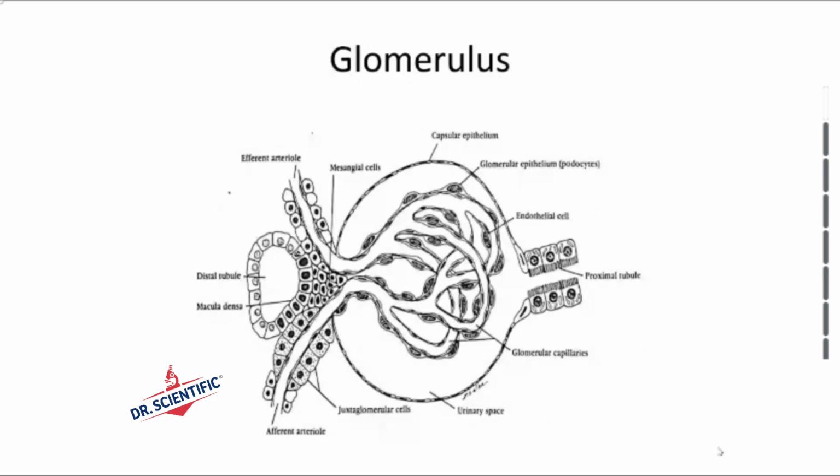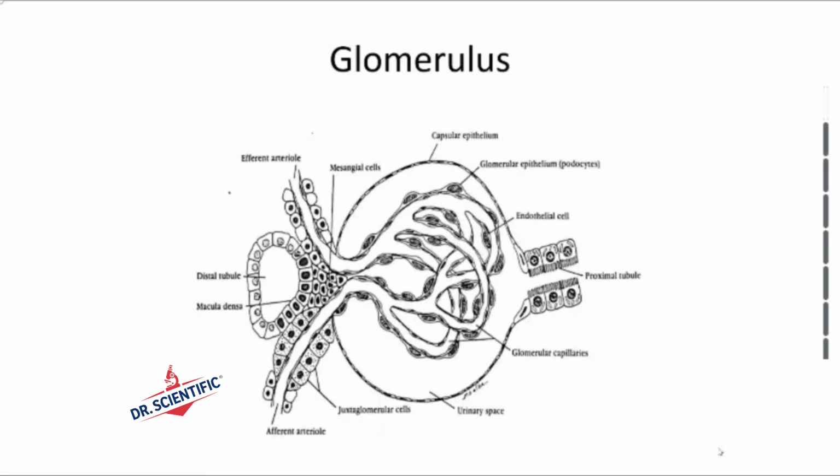Just another diagram showing the filtration in the glomerulus. You can see the afferent vessel coming in, the wider vessel, and then you can see the filtration. Basically, we have the capsule. So whatever is filtered gets into that space and into the proximal convoluted tubule. And you can see the pressures will be different.